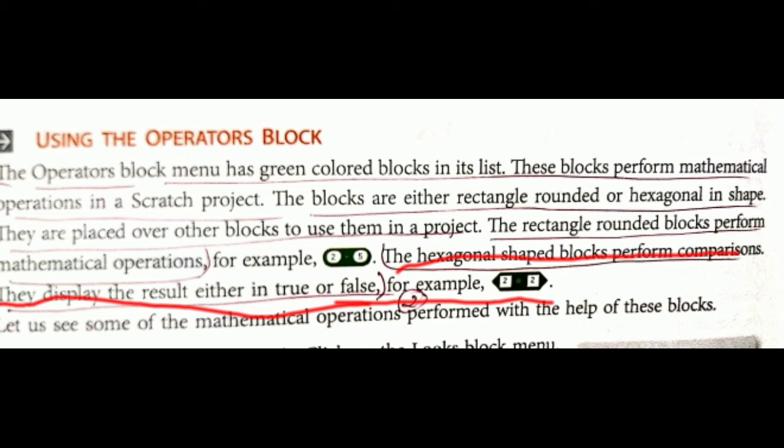So this is all about the operators block. The operators block has green colored blocks in it, and these blocks are used for performing mathematical operations, and they can be either in rectangular shape or in hexagonal shape. The rectangular shaped blocks are used for performing mathematical operations, and hexagonal shaped blocks are used for performing comparisons.